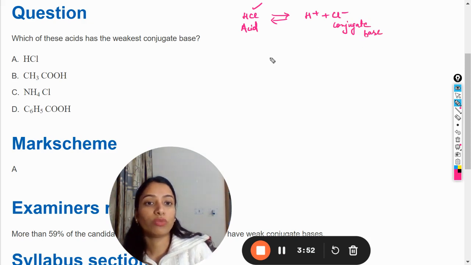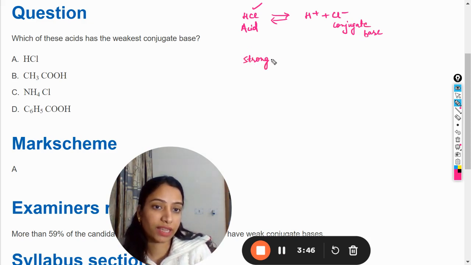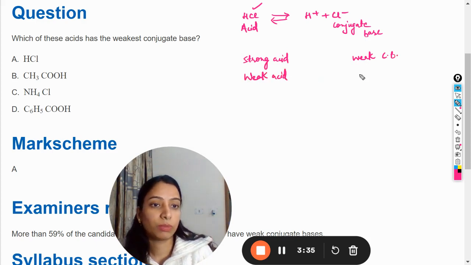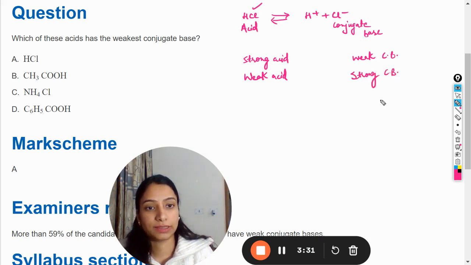So now we will understand that if the acid is a strong acid, it will produce a weak conjugate base, and a weak acid will produce a strong conjugate base. Now why? Why does this happen?